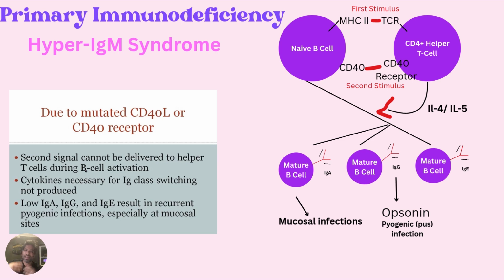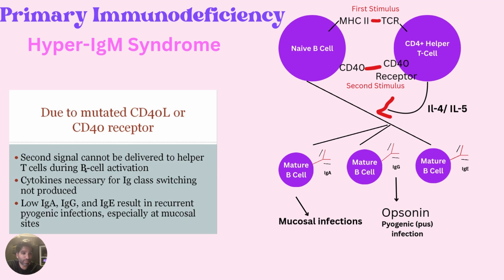Since you can't make IgG, and IgG is an opsonin, you get pyogenic infections. Can't make IgA, open your mouth, mucosa. So you're going to get sinopulmonary infections throughout your lungs and throughout your mouth. Honestly, I don't even remember what IgE does. Somebody Google it, look it up. I am not an immunologist, but this is, I think, the important part and how you're going to remember hyper IgM syndrome.